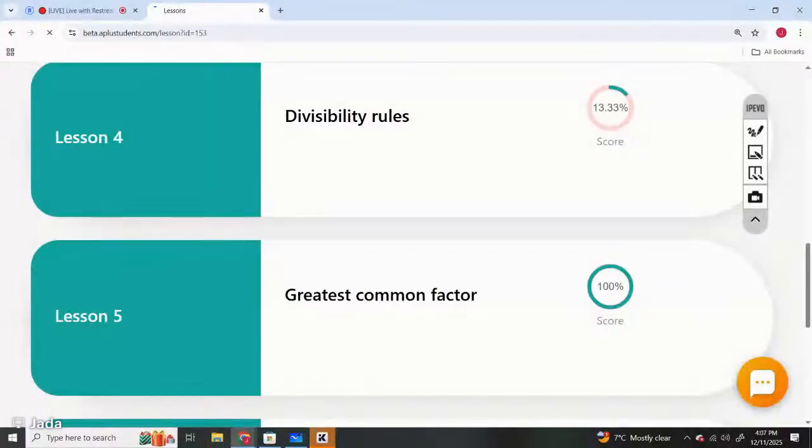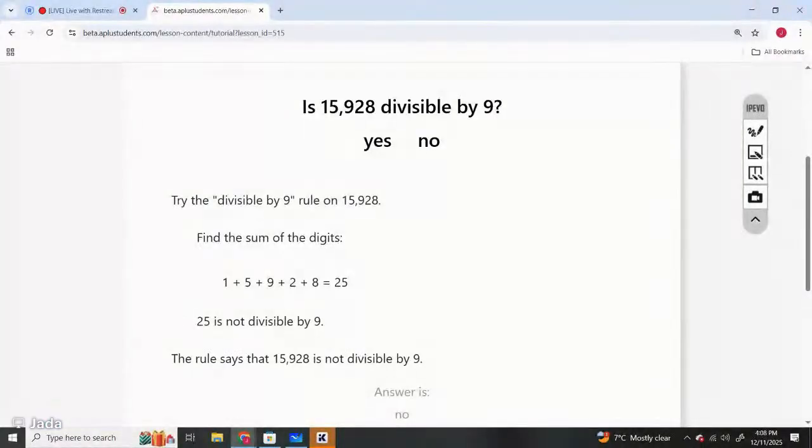So what are the divisibility rules? We have to apply a small rule on the question and we can then tell if that is a number that is divisible by 9, right? The divisibility rule for every number is different. For example, the divisibility rule for 9 is you need to add up all the digits.